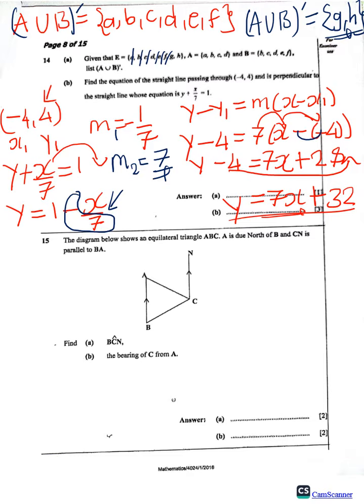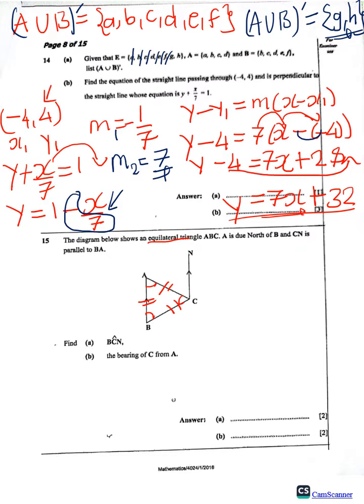Now let's move on to question 15. Question 15 reads, the diagram below shows an equilateral triangle ABC. A is due north of B and C, and is parallel to BA. So from the given question, we are dealing with an equilateral triangle. The first property of an equilateral triangle is that it's a triangle with 3 sides that are equal. Then also what you have to know is each angle is equal to 60 degrees.